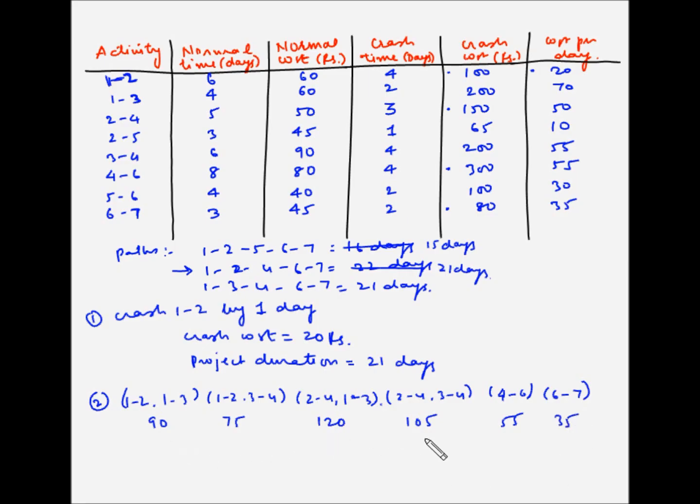Now out of these, the lowest cost of crashing is for activity 6 7, which is 35 rupees per day. So let's crash the activity 6 7. Now 6 7 we can crash only by one day. So the normal time is 3 and the crash time is 2. So we can bring this 3 to 2. So let me quickly denote what crashing we have already done. So we have brought this down to 5 and now we'll bring this down to 2.